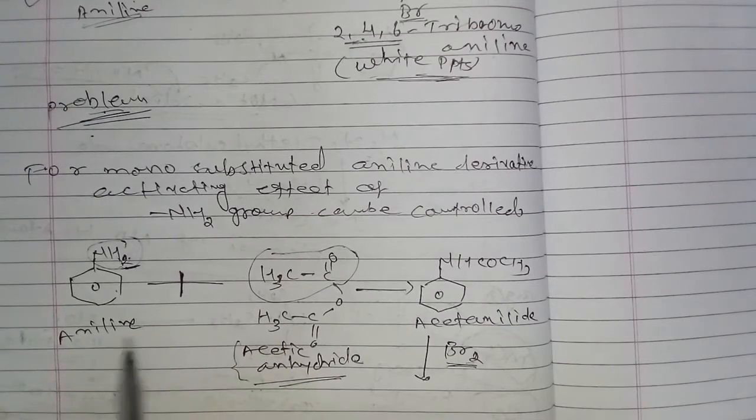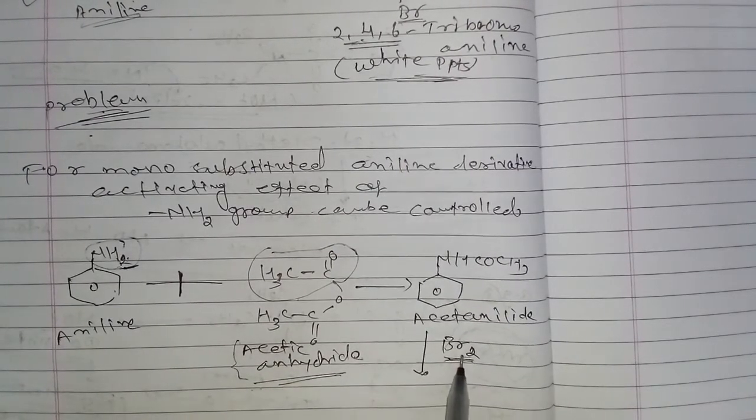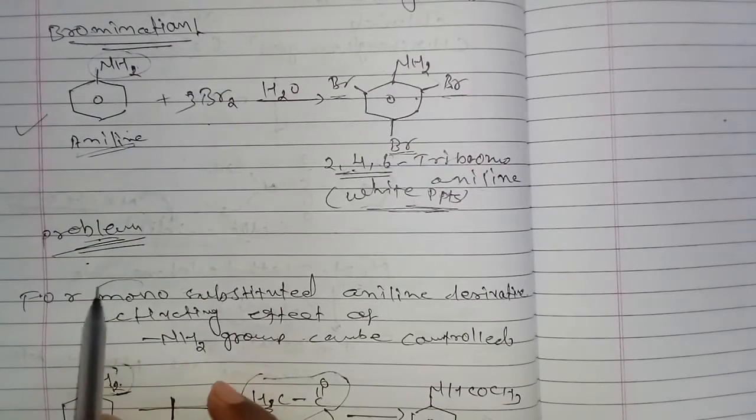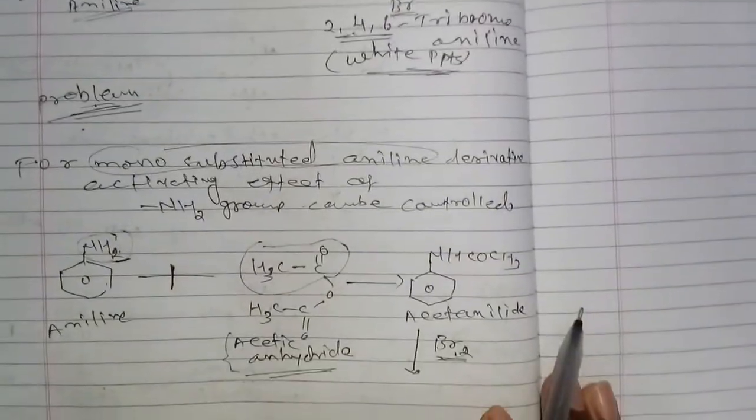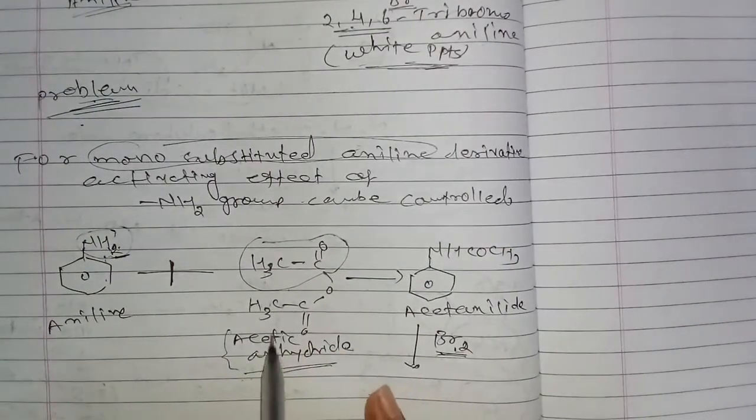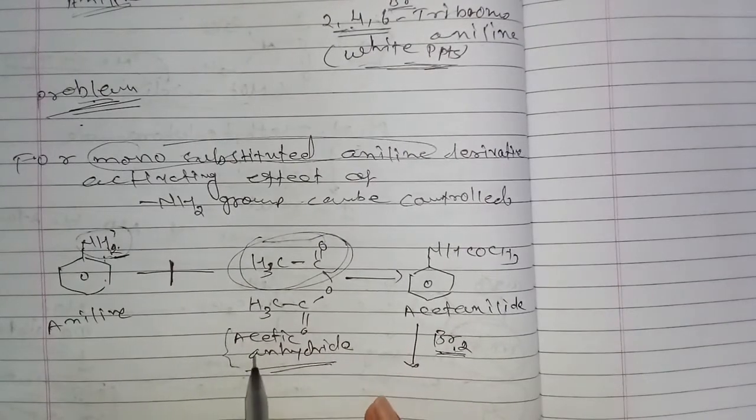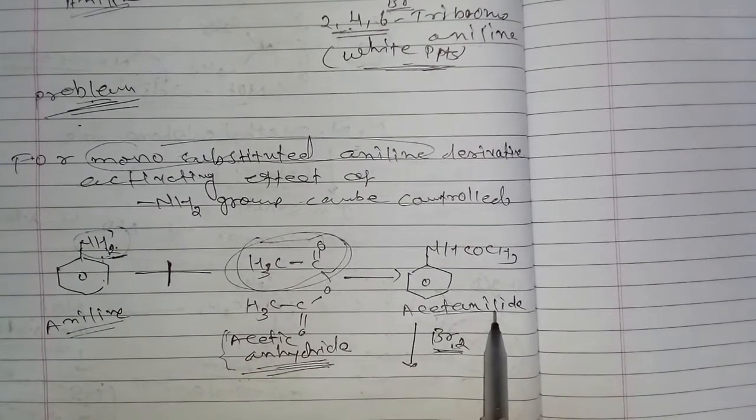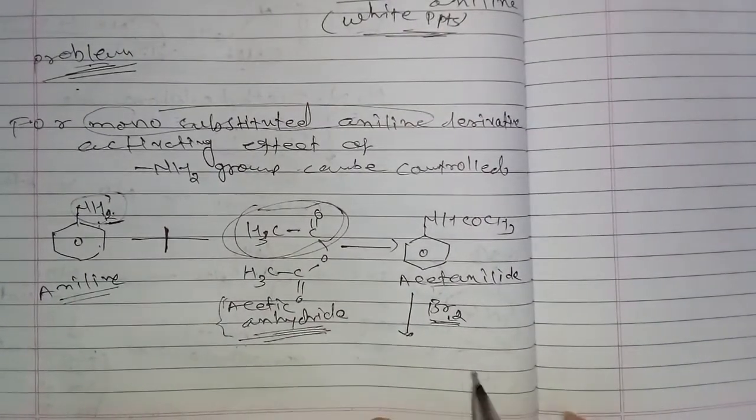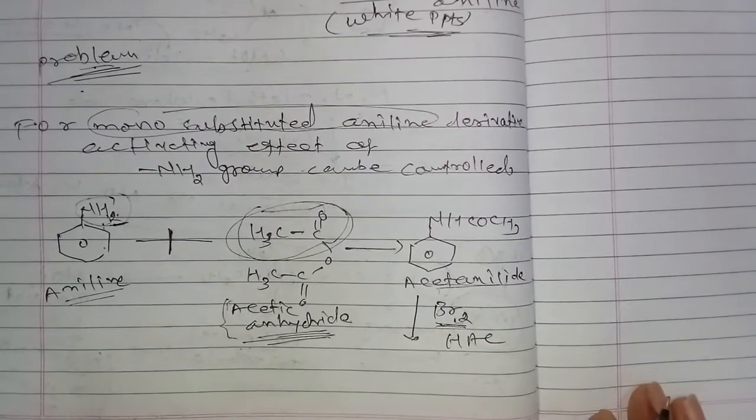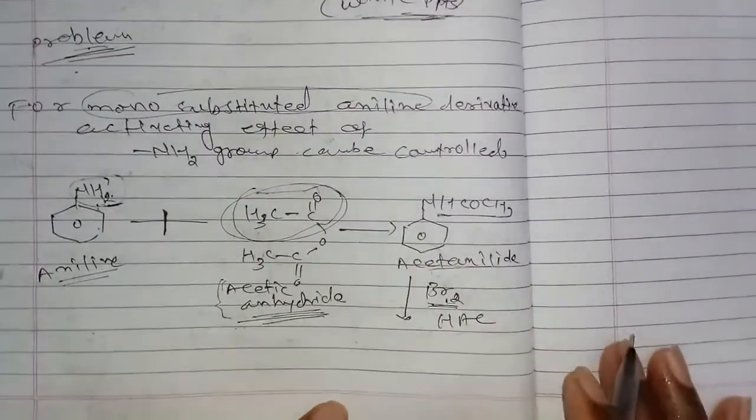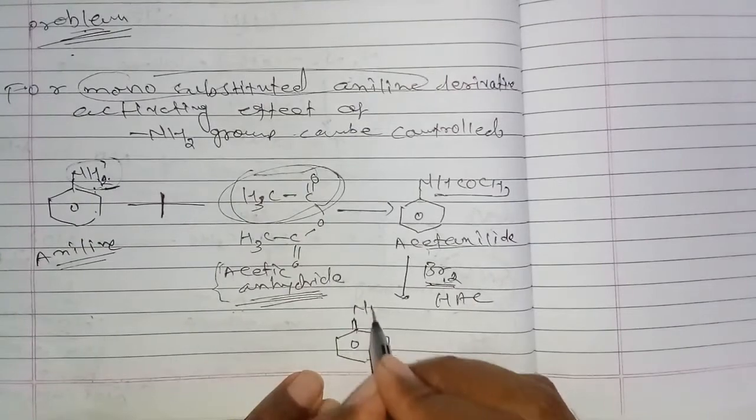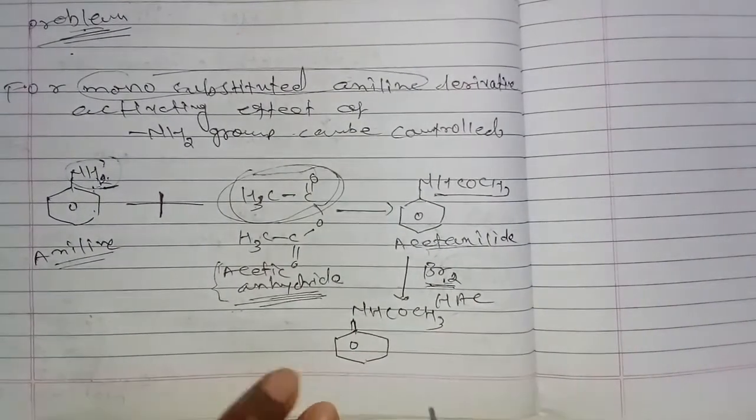Here, if aniline directly reacts with bromine, it forms tribromoaniline. For the requirement of monosubstituted aniline, the amino group is protected by an acyl group. Acetic anhydride reacts with aniline and forms acetanilide, then bromination is carried out in the presence of acetic acid. Now we get the monosubstituted product.